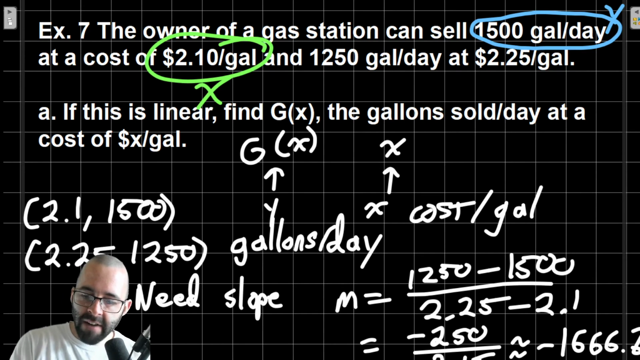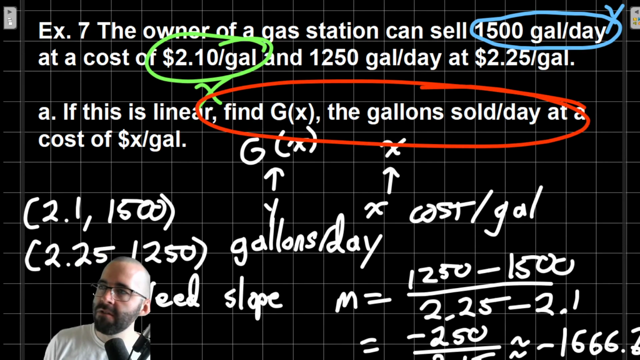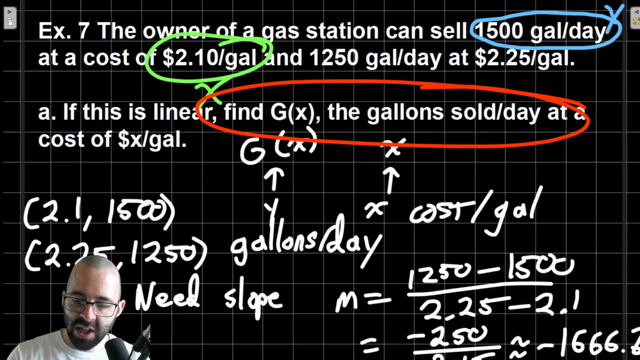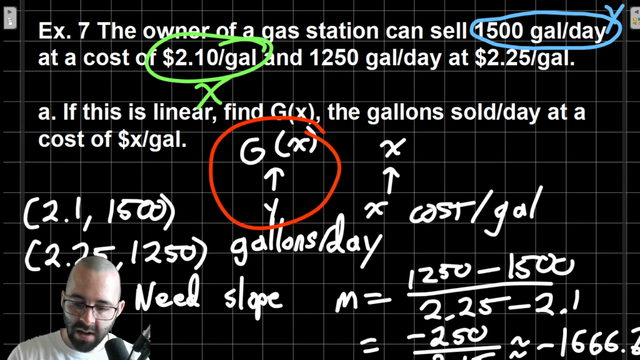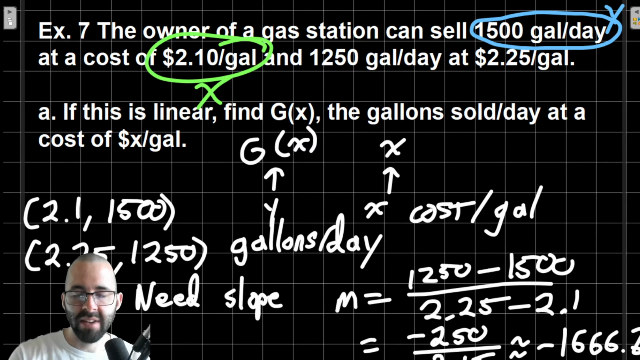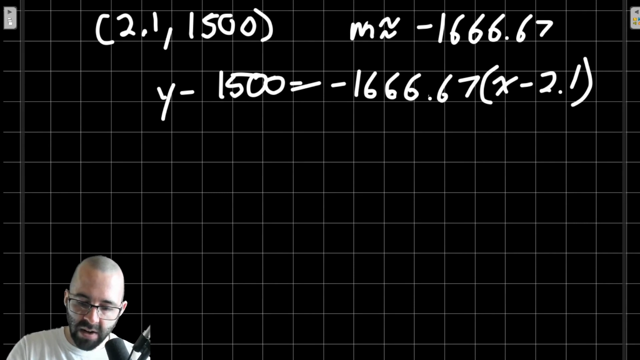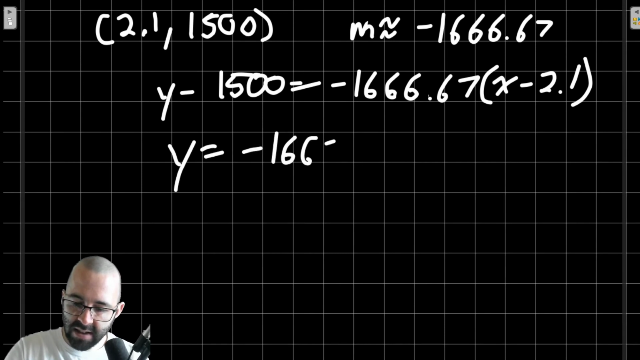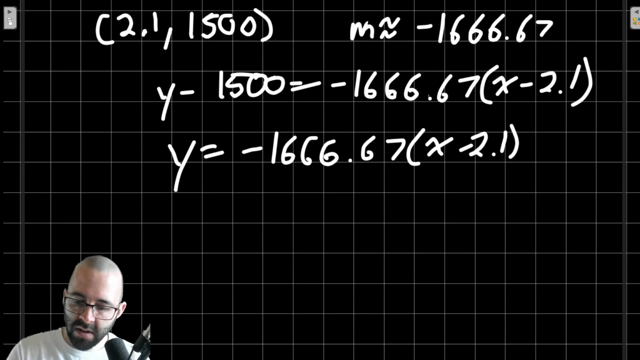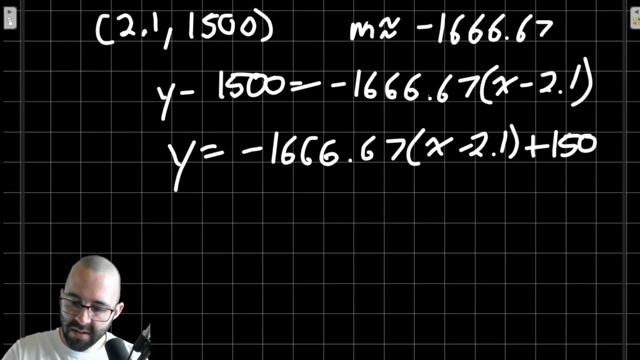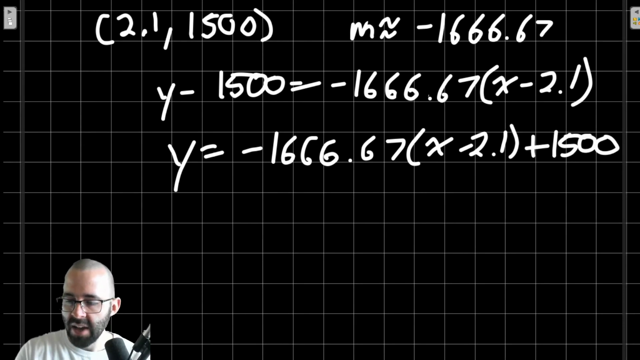This problem says find g of x. We need to find the whole function here. And g of x, remember, is y. We need to solve for y in this case because we need our answer as a function. So let's add 1500 to both sides. We're going to get that y is equal to negative 1666.67 times x minus 2.1, just like before, and then we're adding 1500 to both sides. So there's a plus 1500. And this is the final answer.